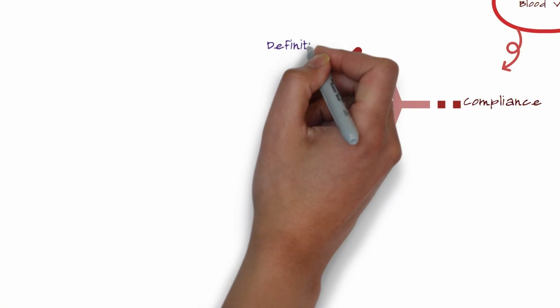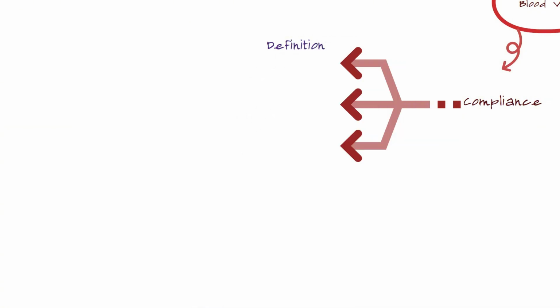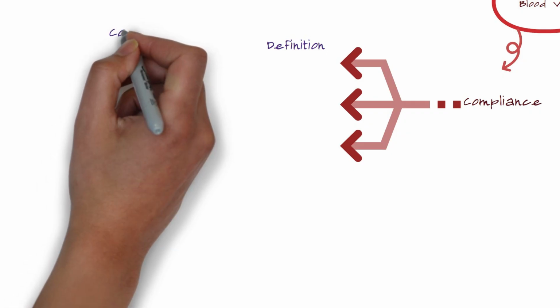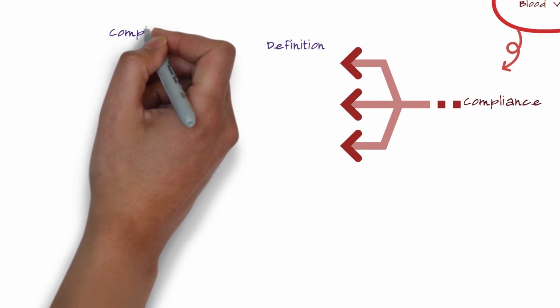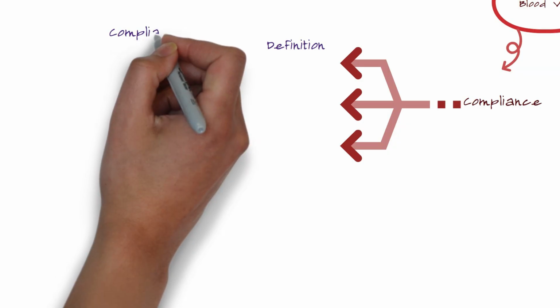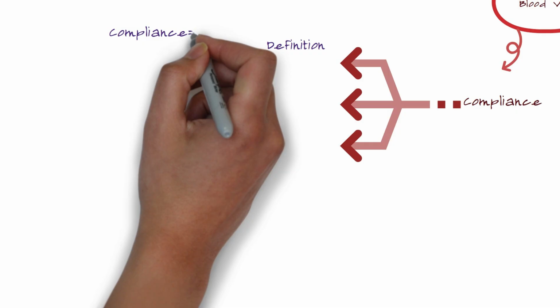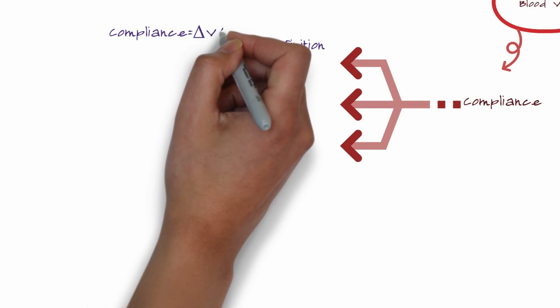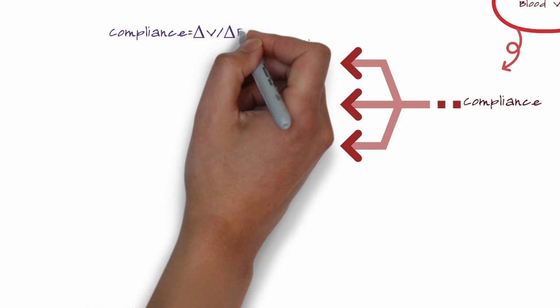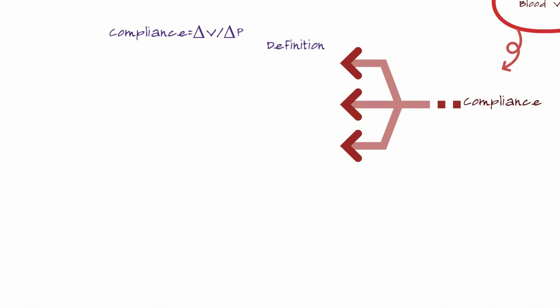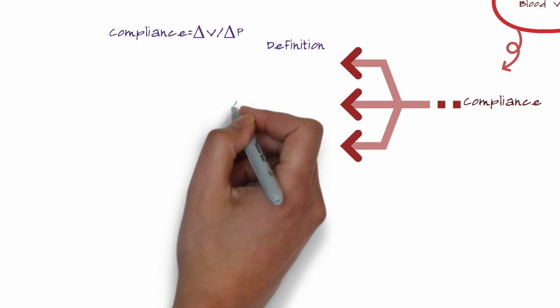For the definition, compliance is the ratio between the change in volume divided by the change in pressure, and it reflects how easily the blood vessels can expand when the volume is increased. A highly compliant vessel accommodates a large volume with only a small rise in pressure. Now let's compare the vein and the artery.